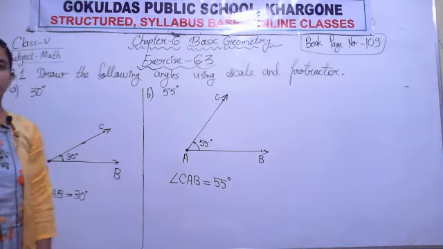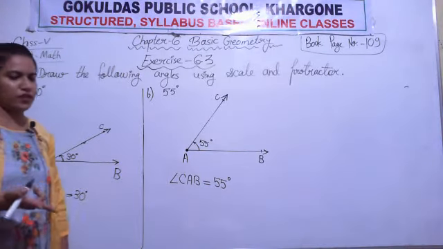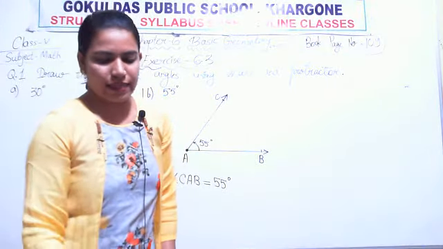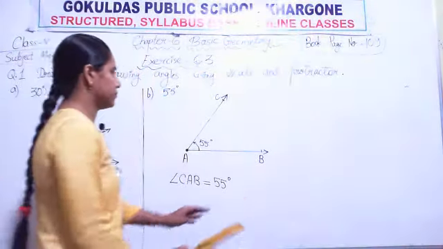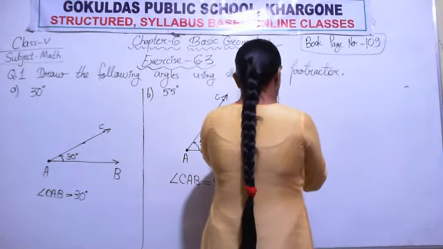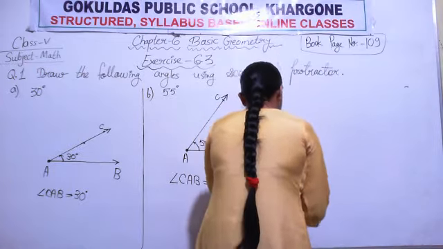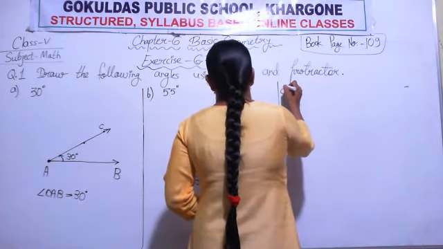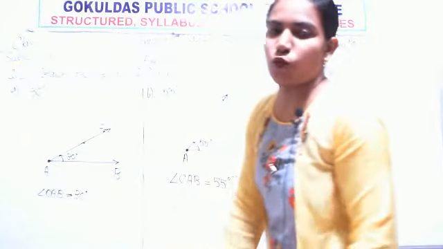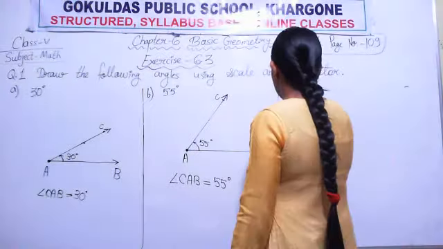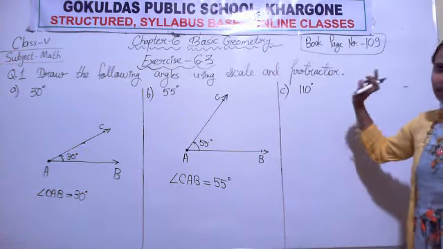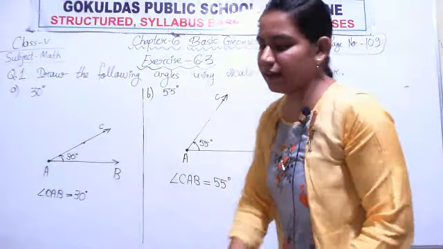So this is how we draw an angle. Only 2 steps we need to follow. First draw a ray by using a ruler and then use a protractor to mark the angle. Now next, question number C. The given angle is 110 degree.